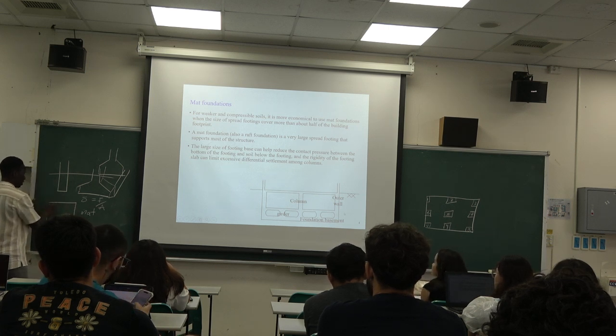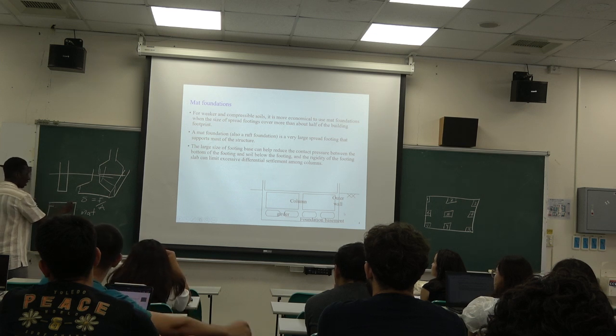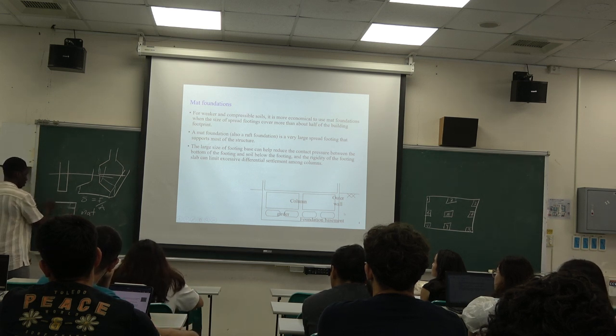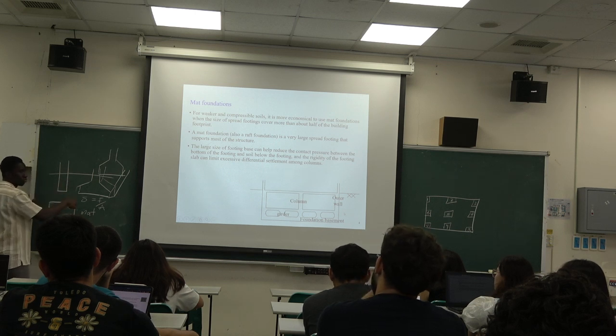If the spread footing is here, then that means most of the loading will be supported by this end. If it is here, most of it will be supported by here. If it is here, most of it will be supported by here. But if we use the mat foundation, this is our building structure, right? That means the whole entire loading from the structure will be distributed throughout, over the whole area.